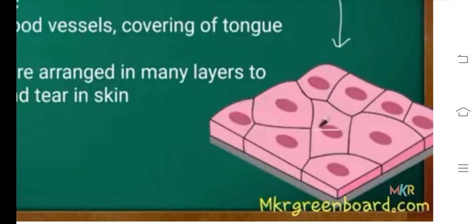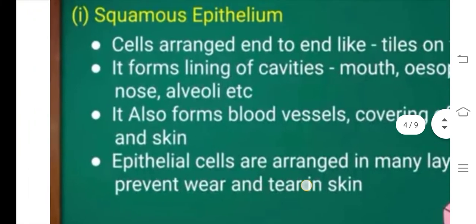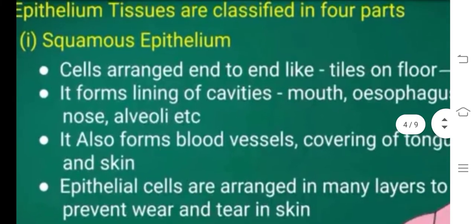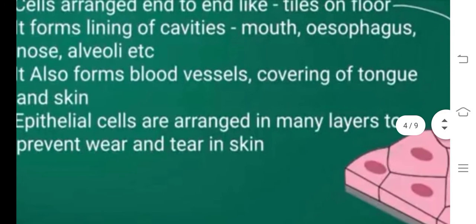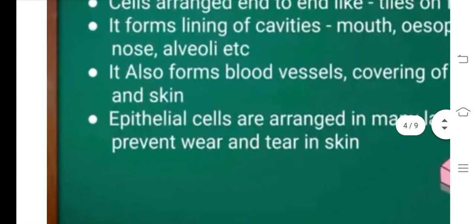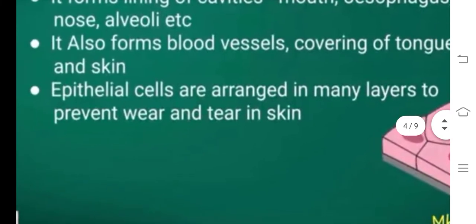This is called simple squamous epithelium. Why? Because it is arranged in a single layer. I hope you understand. What you have to understand, these cells are arranged end to end like tiles on the floor. What is the location, ma'am? Where do we find such a type of tissue? It is present in mouth, esophagus, nose, alveoli. Understand? And it also forms the blood vessels covering of the tongue.